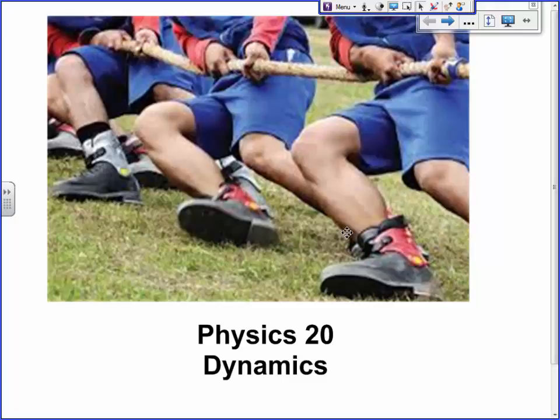I throw my pen across the room, right? We can figure out things like how long it is in the air for, how far it will travel, how fast it will hit when it falls, those sorts of things. This unit on dynamics really focuses more on the why things move, what caused them to move.